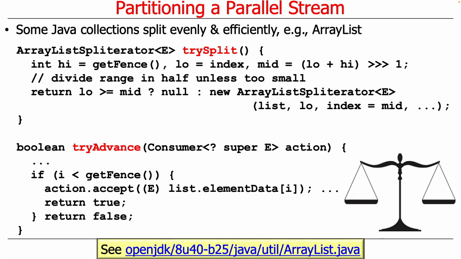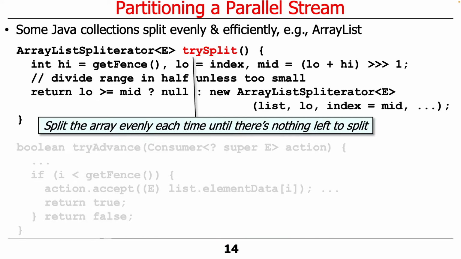Okay, so here are some examples of spliterators that come out of the box. Here's the spliterator for ArrayList. The ArrayList spliterator, which you can take a look at via the link down at the bottom of the slide, has a couple of methods. The first method we're going to look at is trySplit. What it tries to do is split the array evenly until there's nothing left to split. How does it do that? It basically takes the low and the high, and adds the low and the high together to create the midpoint. That's basically a divide by 2. It's a right shift by 1.